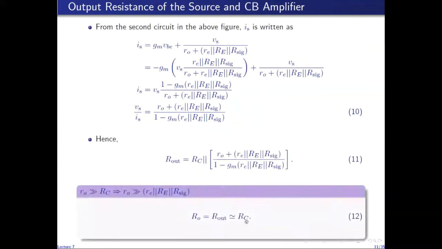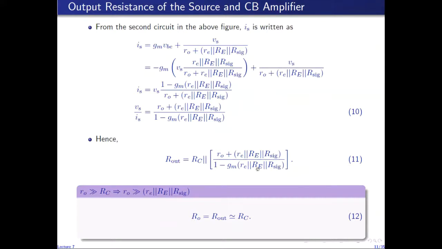So R naught is approximately equal to capital RC. And in this case, for R out, when small r naught is much greater than this combination, then the numerator is approximately small r naught, and the denominator is less than 1, because like I said, this combination is smaller than small re. So we know that gm times small re is alpha, which is less than 1, but gm times this combination is smaller than gm times small re, because this resistance is smaller than small re. So this factor is less than alpha, and alpha is less than 1.